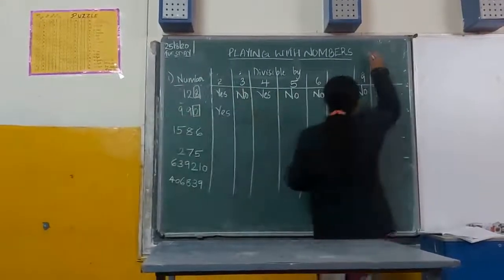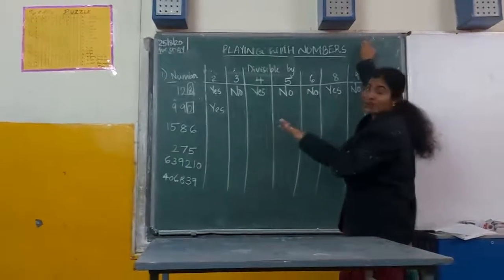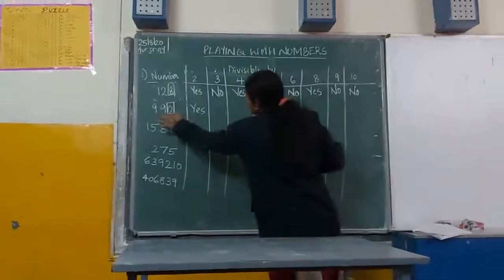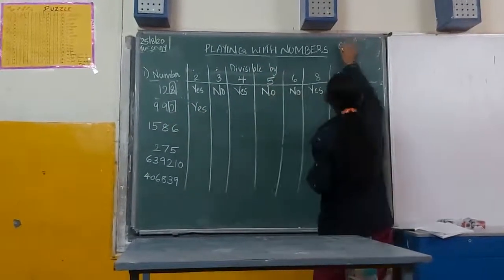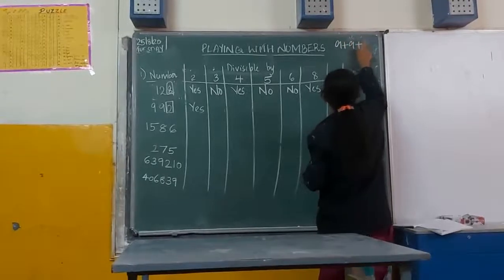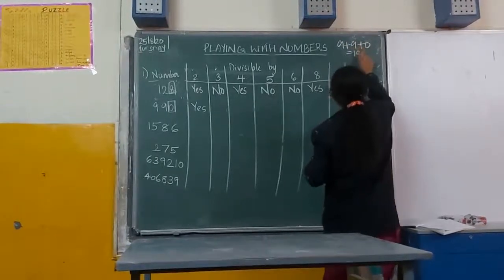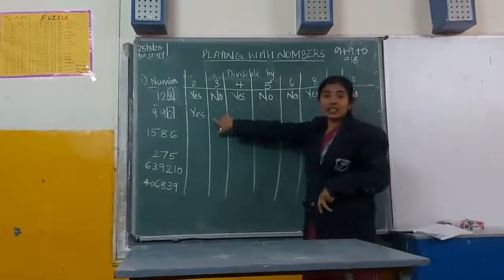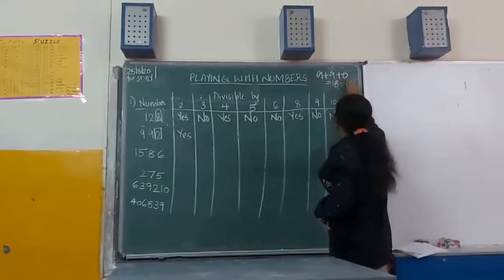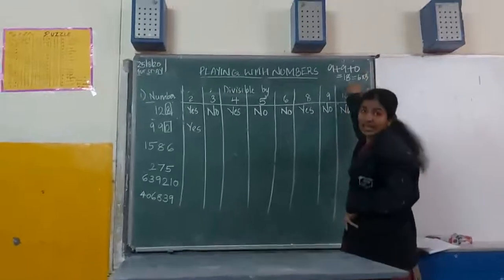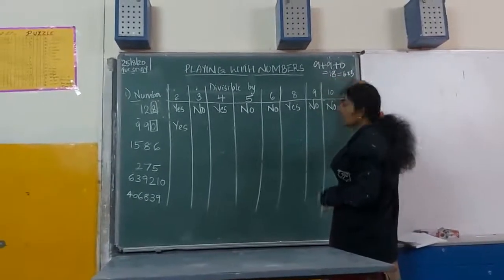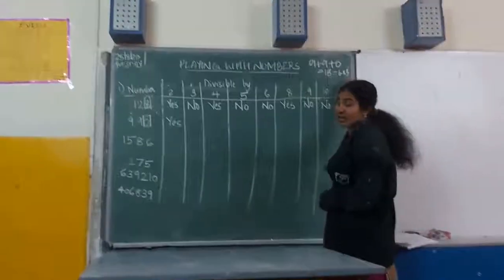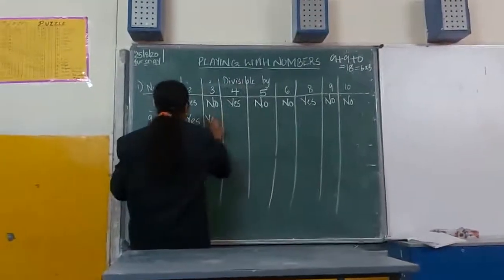Next number, you want to check the divisibility by 3. How to check the divisibility by 3? By adding the digits. When you are adding the digits, what you will get? 9 plus 9 plus 0. That is 18. 18 is a multiple of 3, isn't it? 6 3s are 18. That means 18 is a multiple of 3, or 18 is divisible by 3. So the rule is satisfied. Yes.